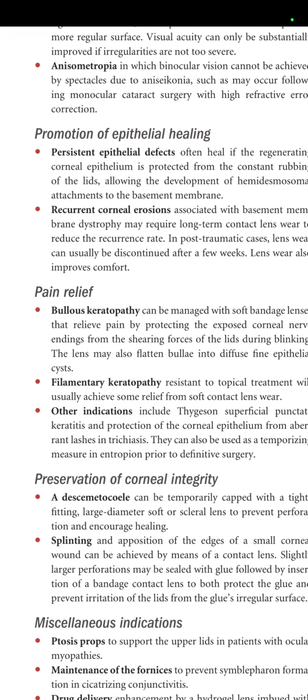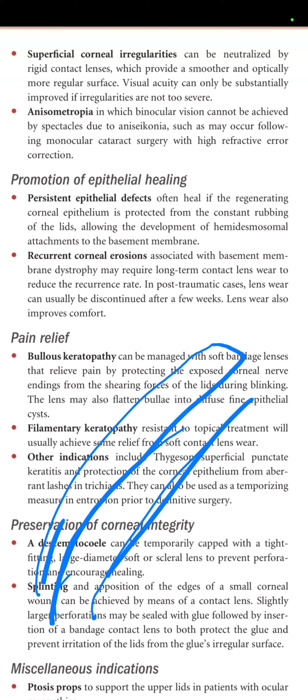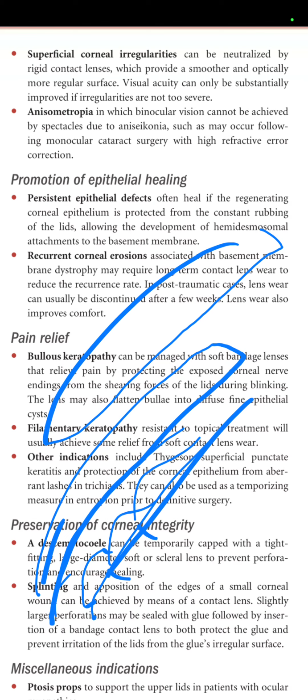Next important advantage of contact lenses is promotion of epithelial healing. Persistent epithelial defects often heal if the regenerating corneal epithelium is protected from the constant dropping of the lids, allowing the development of hemidesmosomal attachment to the basement membrane. So when there is a persistent epithelial defect, we give the bandage contact lens because it protects the eye from rubbing against the eyelid. So it will allow the hemidesmosomes to attach to the basement membrane.